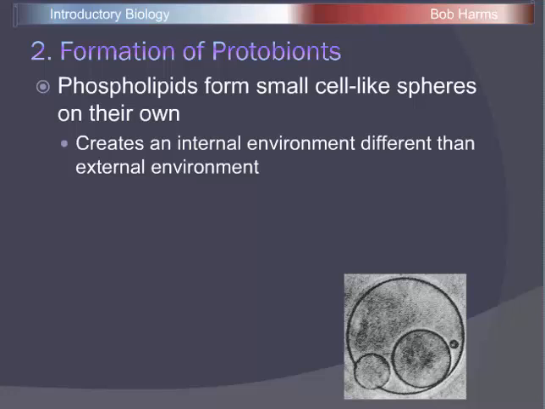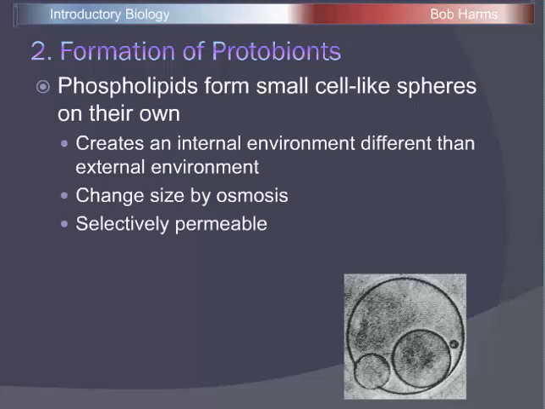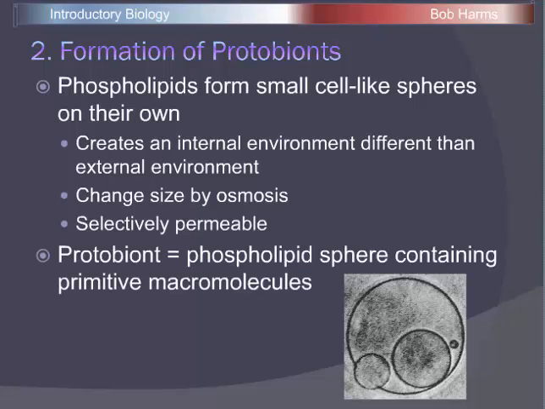And so the idea is, as these phospholipid spheres or protobionts were forming, the internal chemical environment would be separated from the external chemical environment. And we know that these phospholipid spheres will change shape by osmosis, by gaining or losing water as water moves in and out, and that they're selectively permeable. Some chemicals can move in, some chemicals can move out. And so a protobiont specifically is our phospholipid sphere that would contain some of these primitive macromolecules, some of these basic amino acids and proteins and nucleic acids and so on. And we know that the internal chemical environment of that protobiont would be different than the external environment.